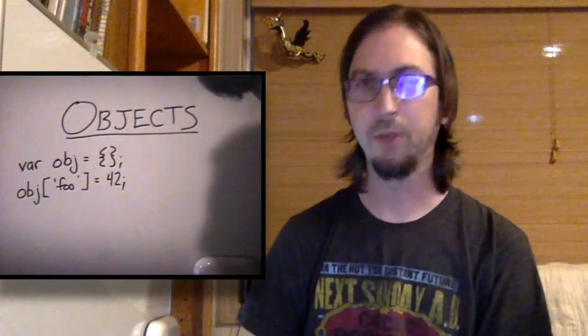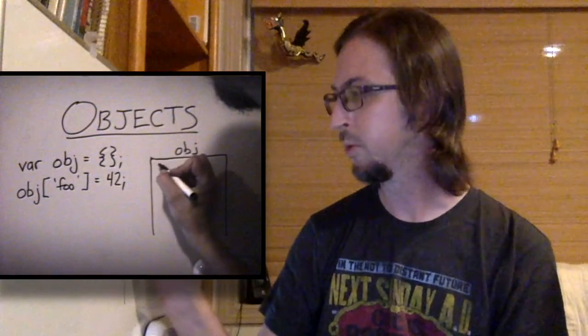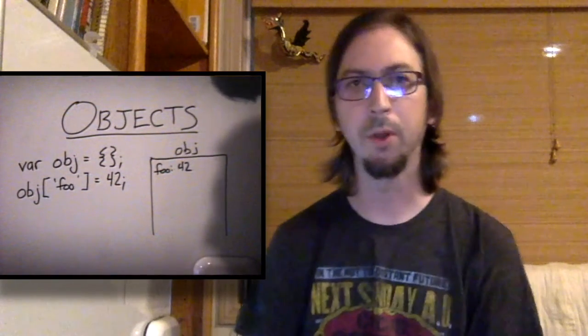Let's visualize this object as a table. Right now, we've introduced one key value pair, also called a property.